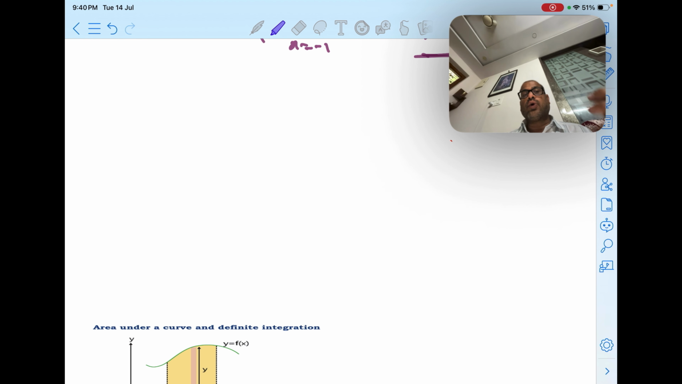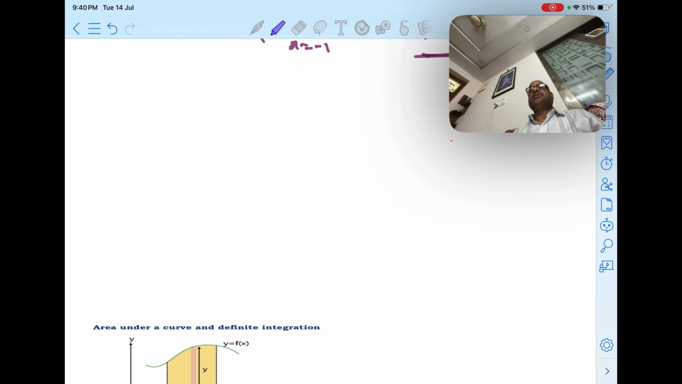So for finding the area of irregular shaped objects, you know regular shaped objects' areas: triangle area is half into base into height, rectangle area is length into breadth, trapezium area is half into (a plus b) into h.